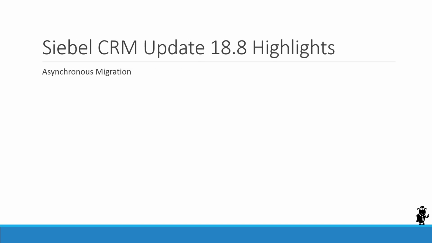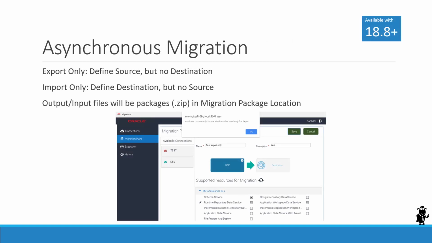In Siebel CRM Update 18.8, Asynchronous Migration was introduced. Asynchronous Migration allows administrators to detach a migration export from migration import. In versions prior to 18.8, there was only synchronous migration, requiring that both the target and the destination environment are live and reachable from both machines, which posed problems at customers regarding firewalls, etc.